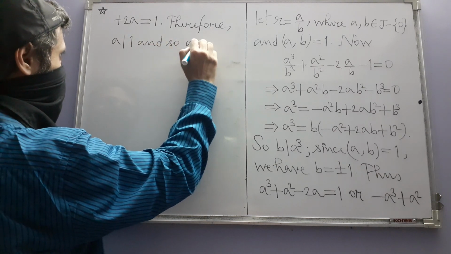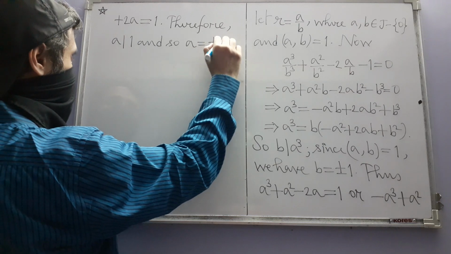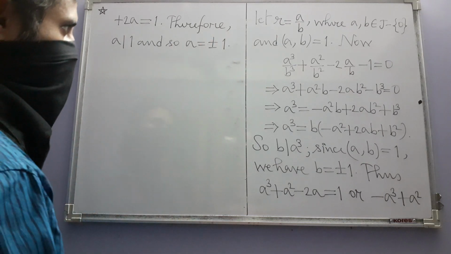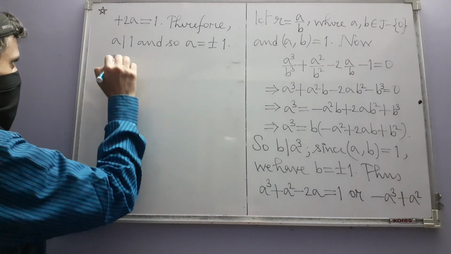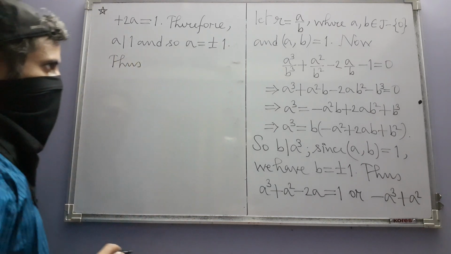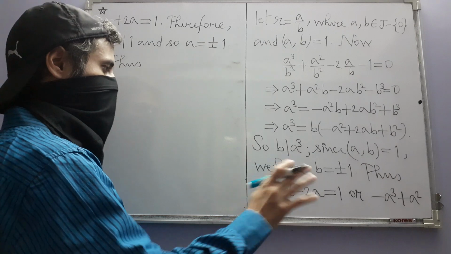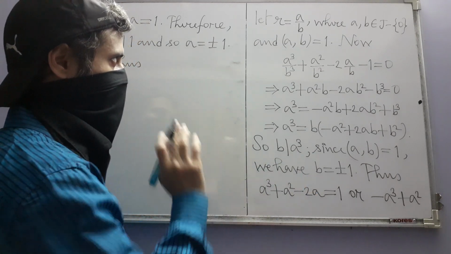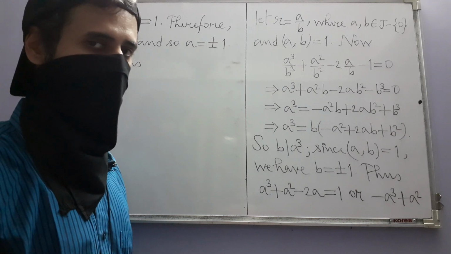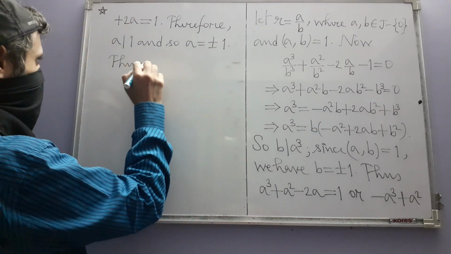And so A is plus 1 or minus 1. Thus, B is plus 1 or minus 1, A is also plus 1 or minus 1, and our R is A over B. So R is also either plus 1 or minus 1.